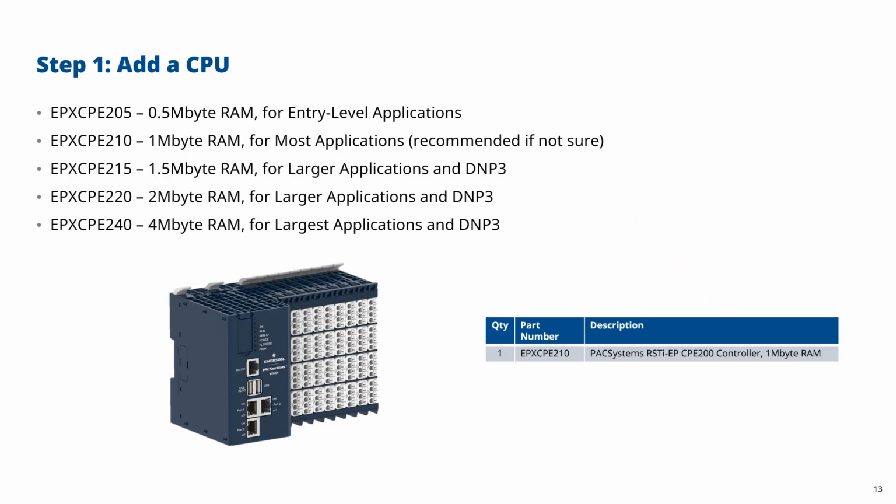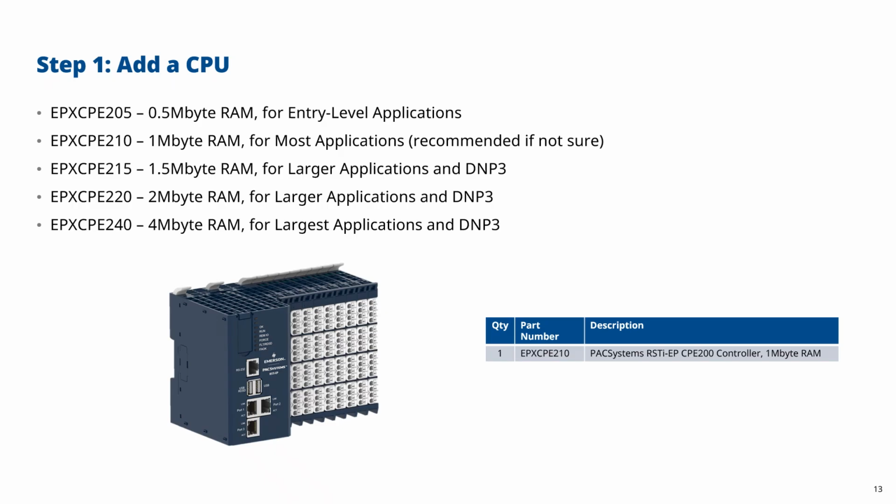So I'm going to divide this up into steps, and the steps are quite straightforward. Step 1, add a CPU. And we only have 5 CPUs in this range. 5 CPUs covers, I believe, the majority of applications. We've got the entry-level CPE 205 with 0.5 MB of RAM, which gives you more than enough for quite a large application, but depending on the complexity of the application and the amount of I/O you have, and particularly for PROFINET devices, 0.5 MB might be a bit limiting.